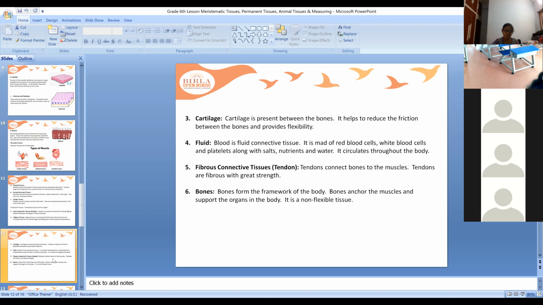Underline it also. Ma'am, I didn't understand loose connective tissues and adipose tissues, ma'am. Okay, that's fine. Underline it first. I'll go back again and explain once again. Underline this cartilage also. You've understood about the cartilage? Yes, ma'am. Okay, that's fine.